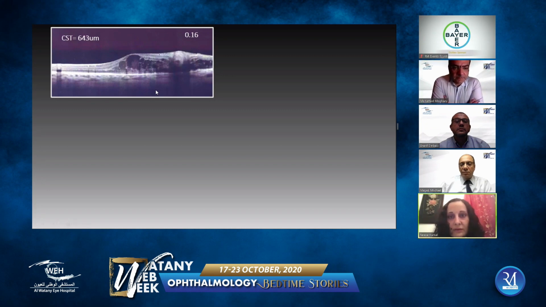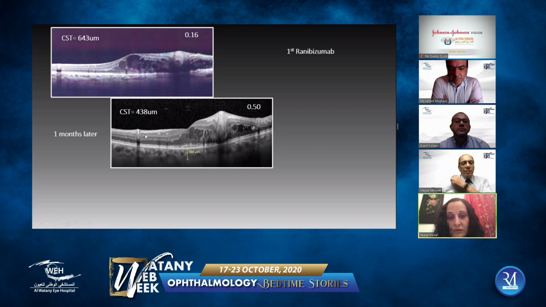This patient had a first injection, then the patient showed resolution of the edema starting to resolve, with residual edema, and the vision had improved. So would you go on injecting or would you just follow up the patient?